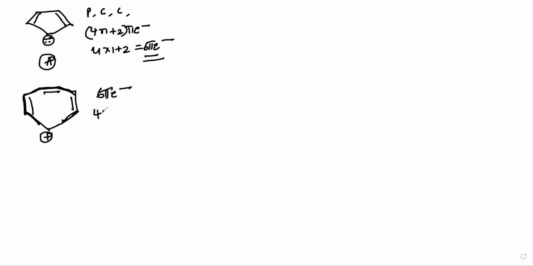Then if I substitute into the 4n plus 2 pi electrons rule, 4 into 1 plus 2, what is this? 4 into 1 is 4, plus 2, again 6 pi electrons we are getting. That's why n is equal to 1. But here the student will get a simple doubt.